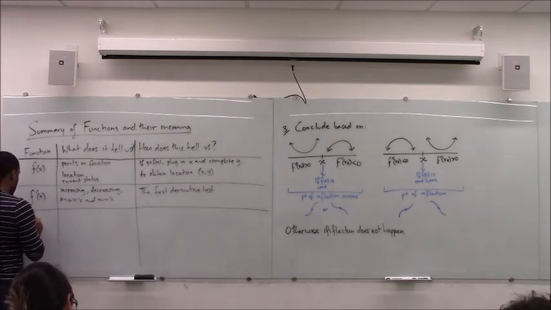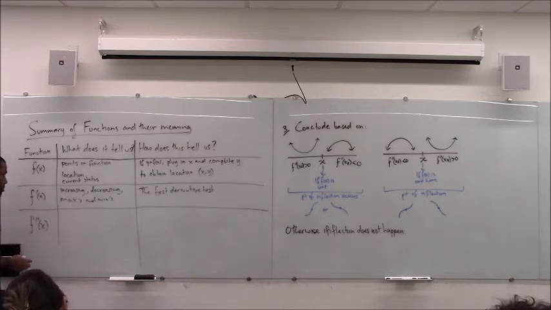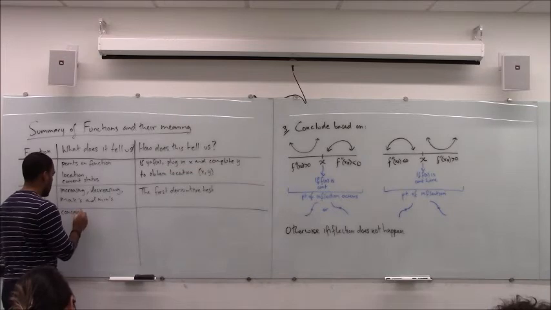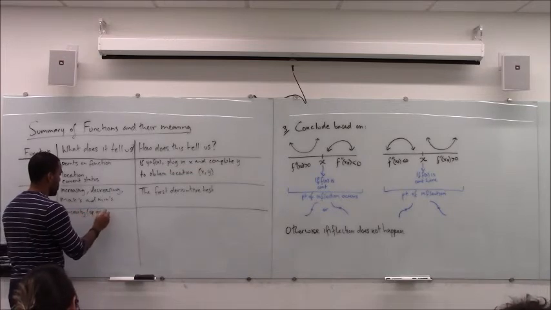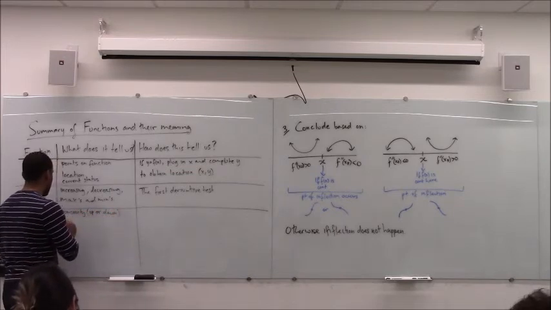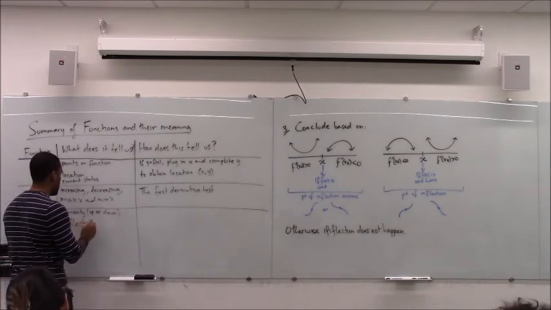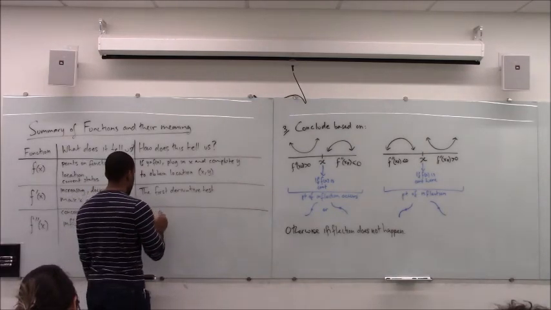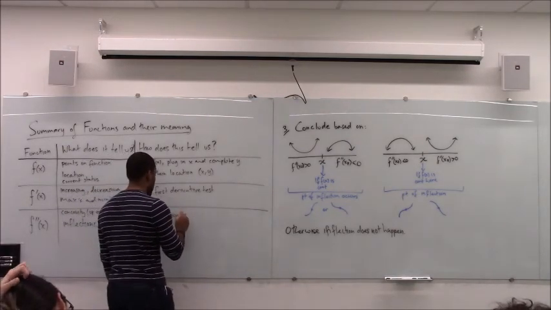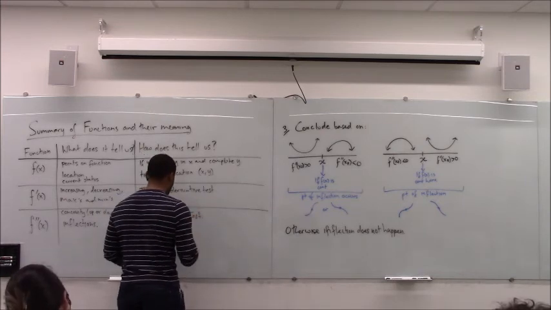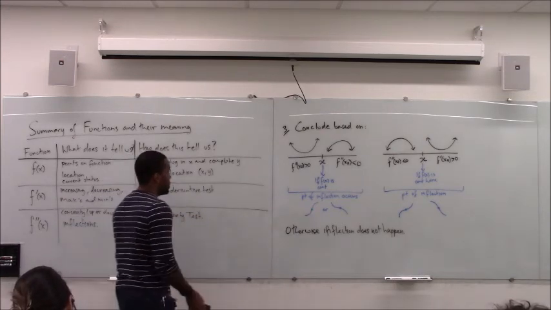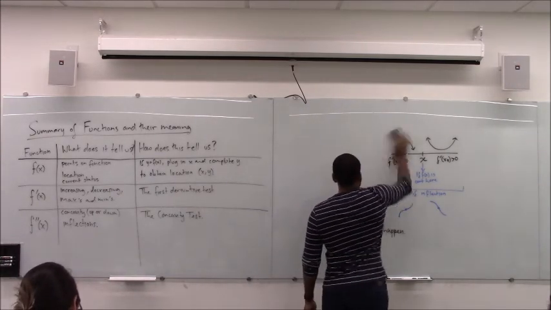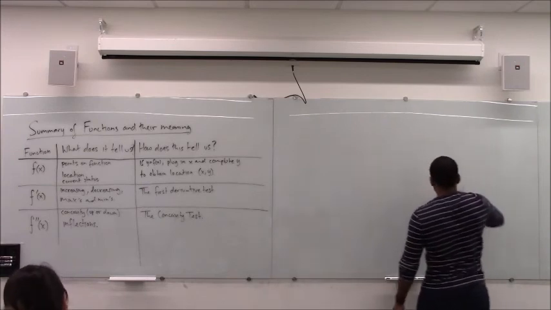Then you have the second derivative. What information can this give us? Well, it can give us information on concavity. It can also give us information on inflection points. How does it tell us? Well, the concavity test. So each of these functions have their own uses. And when you're looking for something specific, you should know which function you should be looking at.